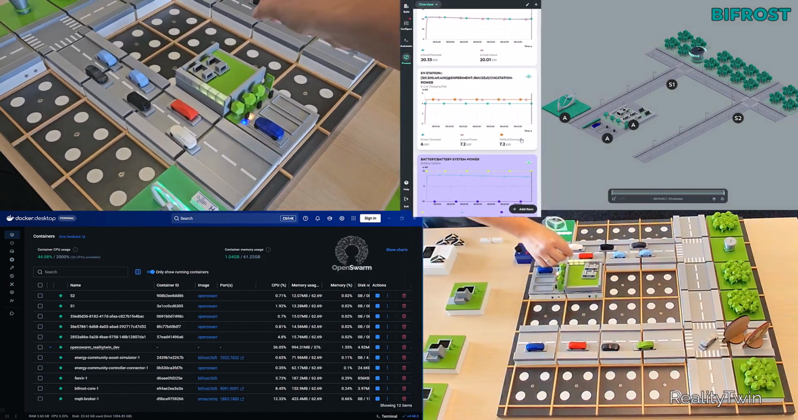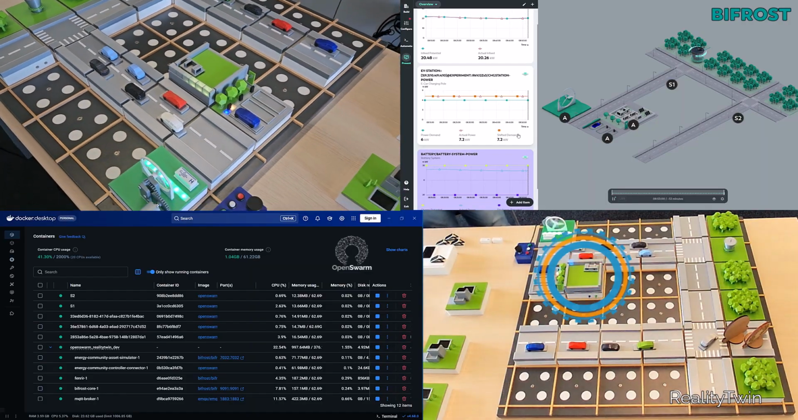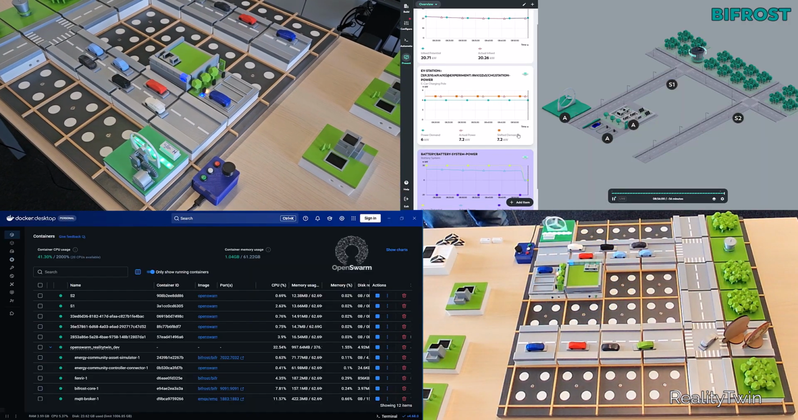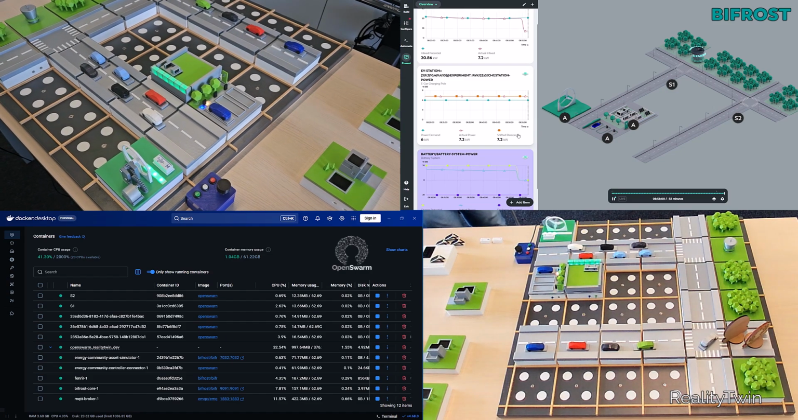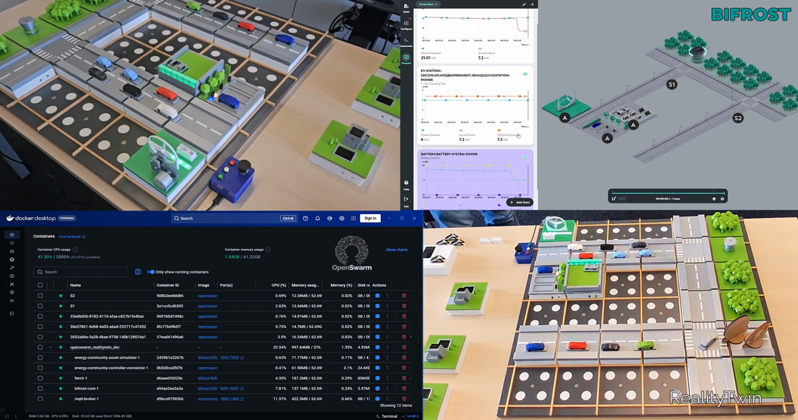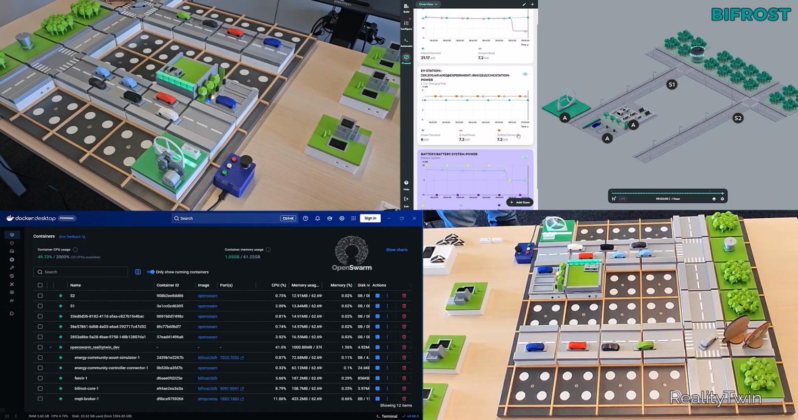I can also configure the size of the storage system in terms of removing capacity, so now the storage system is full, and we see instantly the wind turbine has to adjust its power.